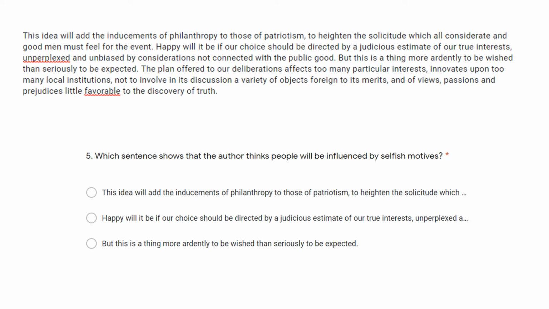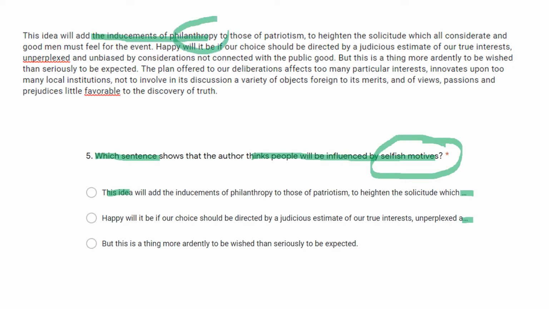Question 5. Which sentence shows the author thinks people will be influenced by selfish motives? Key there is the selfish motives. Now, sorry, you can't see all the sentences, the screenshot is just cutting it off, but this idea will add inducements of philanthropy. Philanthropy means giving money away. So this is not selfish, this is generous. So it cannot be the first answer.